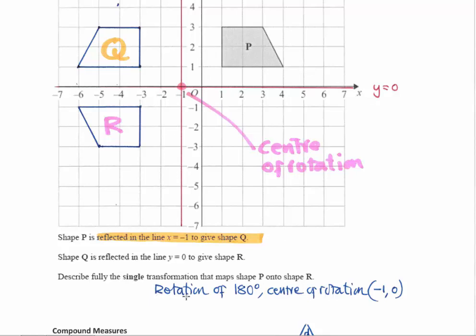Just one last thing. It says rotation of 180 degrees. If it was 90 degrees, I know it's not, but if it was 90 degrees, then you'd have to say 90 degrees clockwise or 90 degrees anti-clockwise. Okay, so if you needed to go from here down to maybe here, you could either say 90 degrees clockwise or you could say 270 degrees anti-clockwise. Both would be the same. You don't need to for 180 degrees because it's half a turn, so it doesn't matter whether you go clockwise or anti-clockwise, you'll get to the same place.